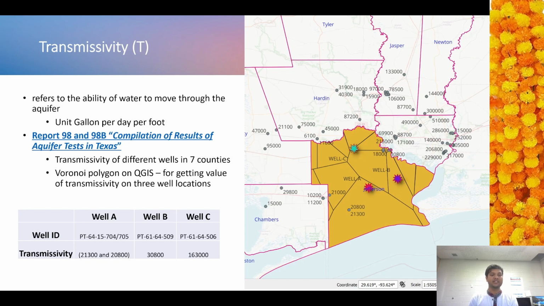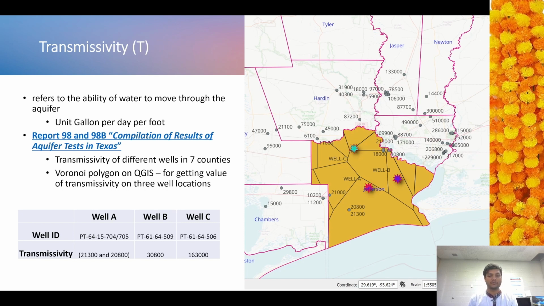After that, we had to find the transmissivity. Transmissivity refers to the ability of water to move through the aquifer. Its unit is gallons per day per foot. In order to find the transmissivity of our wells, we used report 98 and 98B, compilation of results of aquifer tests in Texas, in which transmissivity of different wells in 7 counties of Texas were used. The counties were Orange, Newton, Jasper, Hardin, Liberty, Chambers, and Galveston. First of all, we extracted the data of these wells from report 98 and 98B. We tabulated them in Excel and then saved them as a CSV file.